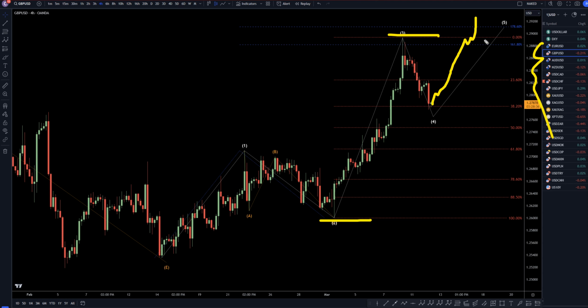It definitely looks like a 1, 2, 3, 4, 5, and it may act like a wave 5, meaning that it may actually turn back down shortly after it takes out the highs, make another move like that before it actually does end up continuing back up.